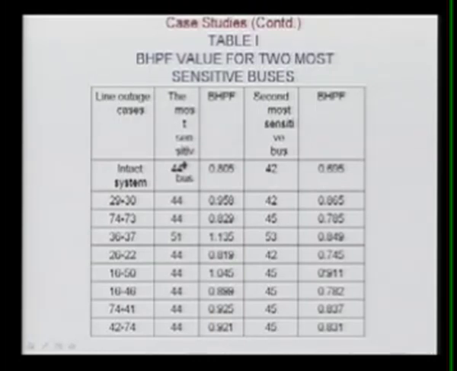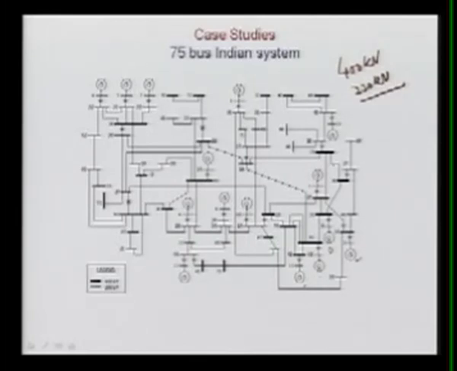We have used the bus hybrid participation factor value for the two most sensitive buses. For the intact case, meaning the base case, we found that the most sensitive is bus 44, and the index we found is this. However, for the contingency of outage of line 29 to 30, this is a Lucknow line. Here you can see 29 is shown here and 30 is here. This line is basically a transformer.